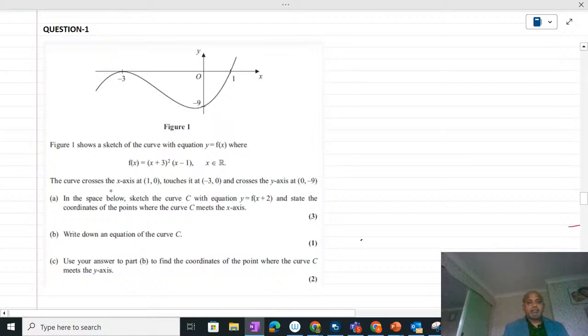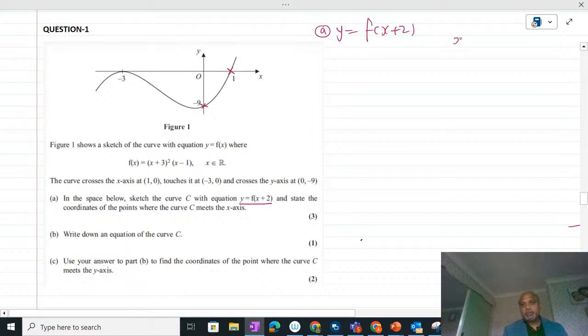the curve crosses the x-axis at (1, 0). So this is the point they are saying, (1, 0), and touches at (-3, 0), and crosses the y-axis at (0, -9). So this is (0, -9). In the space below, sketch the curve y equals f(x + 2). So this is our part A, y equals f(x + 2).